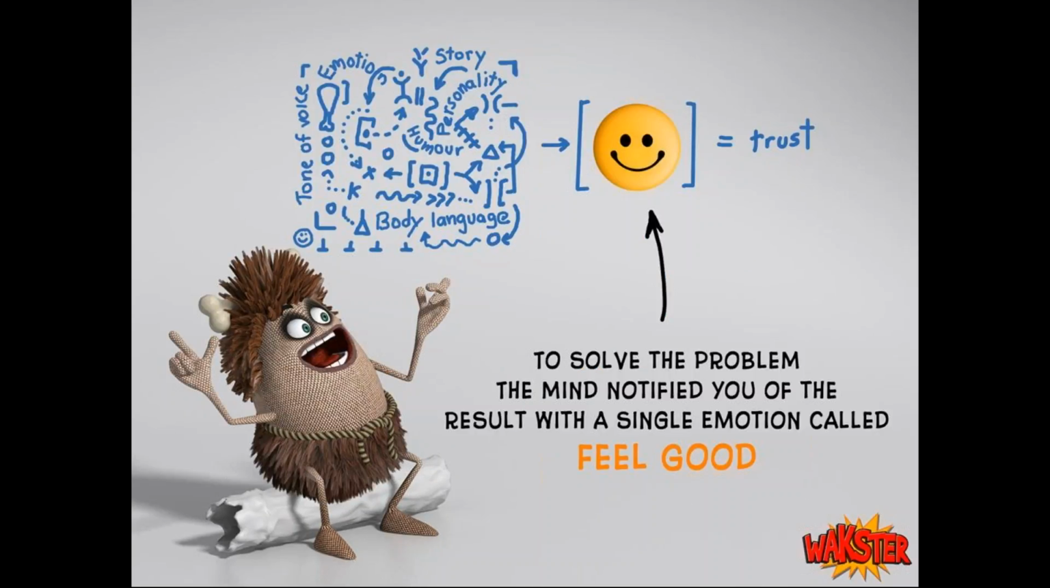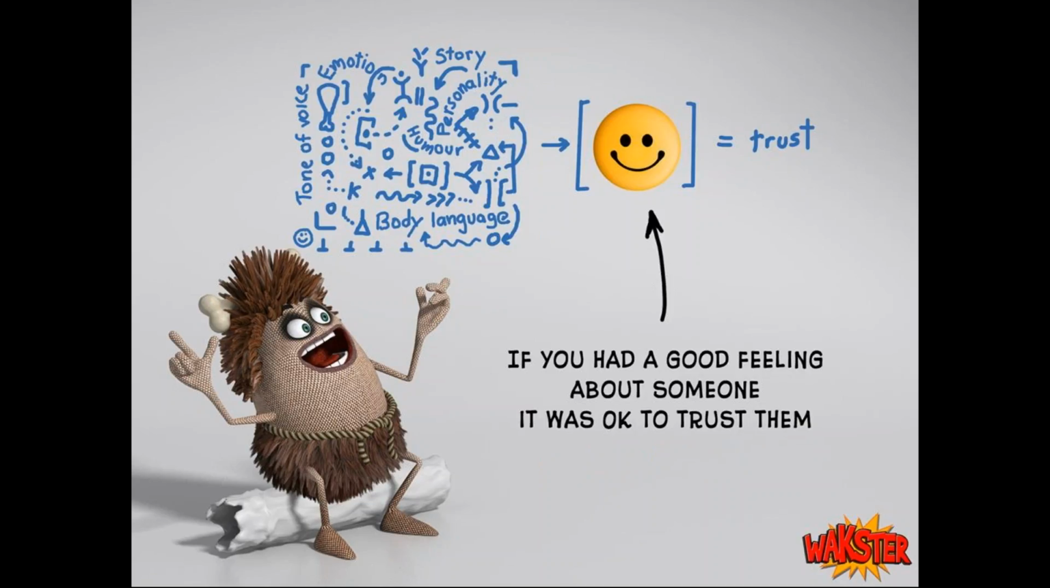Now, after some time, we found a really good solution to this problem. And what the mind did was basically notify your consciousness with a single emotion called feel good. It basically notified you that, after doing all this calculation about whether this person is trustworthy or not, if you had a good feeling about a person, you could generally be assured that you could trust them.